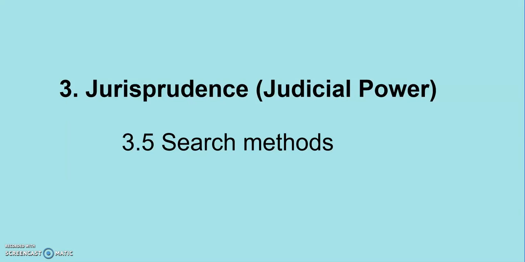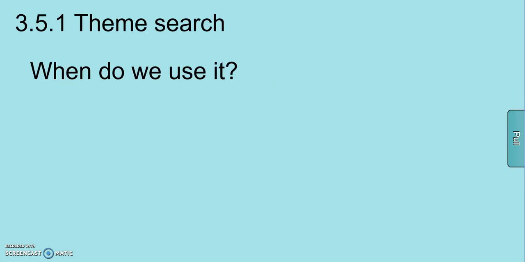Now, let's look still in chapter 3, jurisprudence. Let's move along to 3.5, the search methods. So we'll see there are four search methods. The first one we'll do is a theme search. So 3.5.1 theme search. I'm guessing that you probably use this one a whole lot.